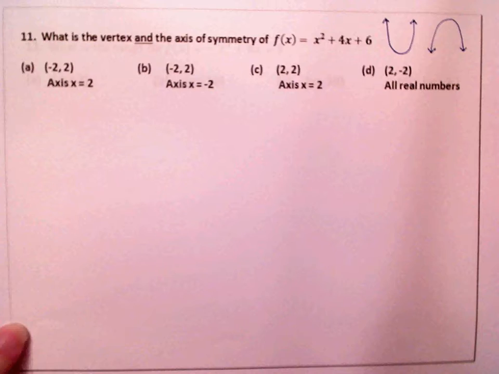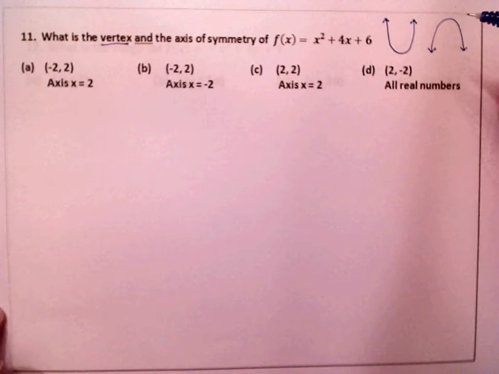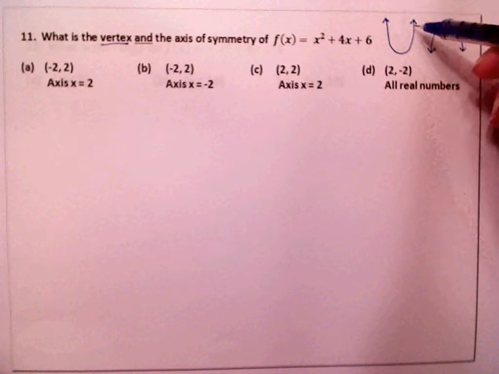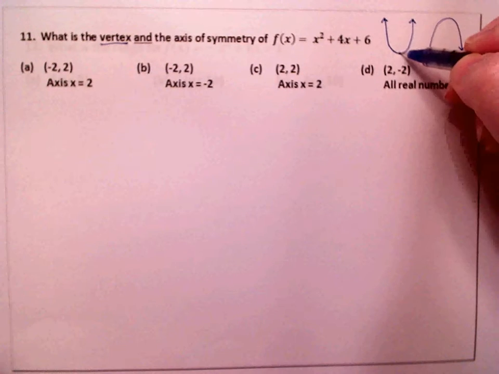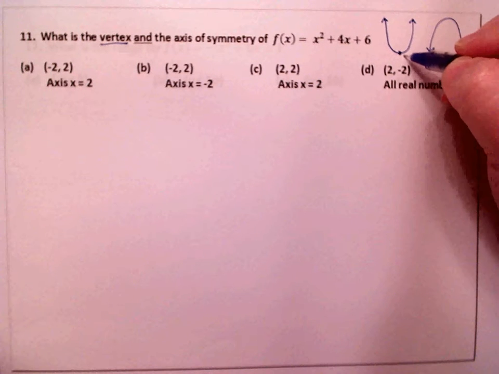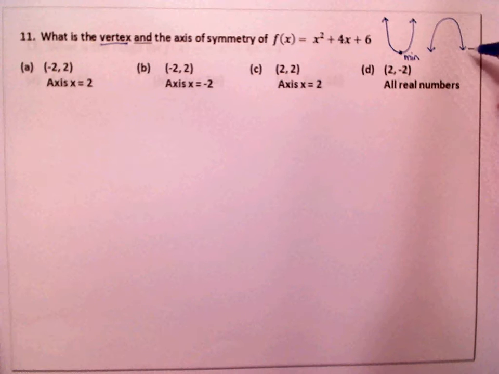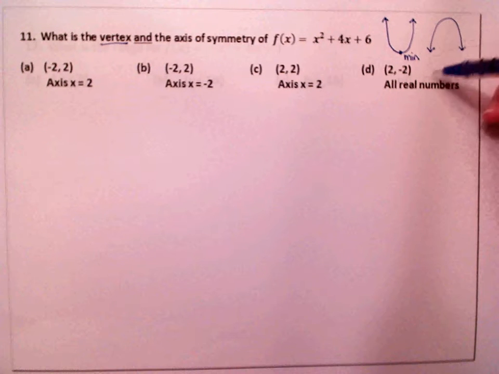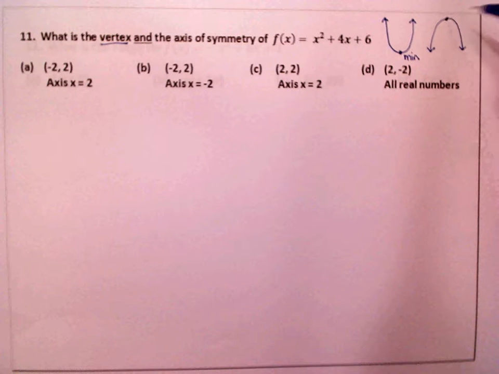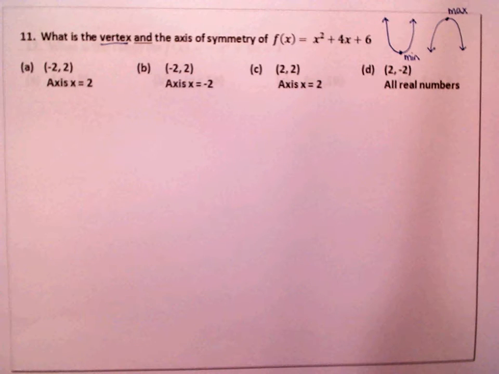There's a point called the vertex, which is what we're asked to find, which is either the lowest point or the highest point on the parabola. So this parabola goes forever up, but it has this lowest point, which is the vertex, and we call that the minimum since it's the lowest point. On this parabola, since it's opened down, it goes forever down, but when we go up, it has this highest point right here, which is the vertex, and we call that the maximum since it's the highest point.